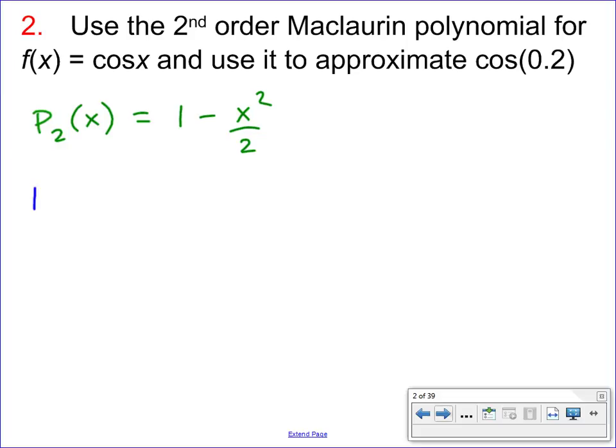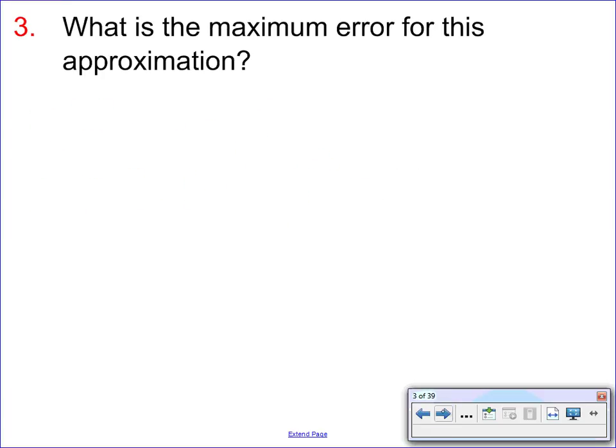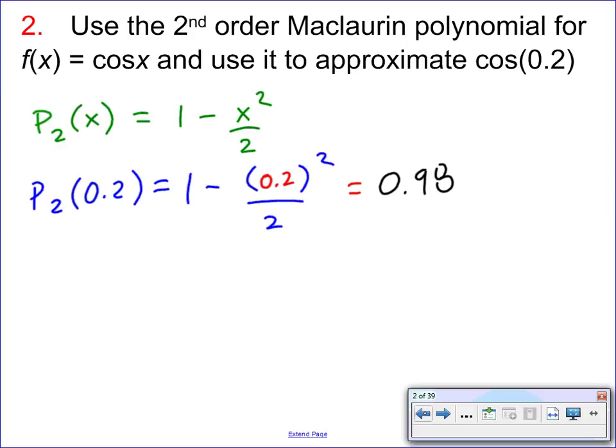Well, that's as easy as plugging in 0.2 to my Taylor polynomial. And it looks like if we do that, we get 1 minus 0.02, which is 0.98. So raise your hand if you generated 0.98 for your approximation. Yes? Cool. All right, so the question is, what's the maximum error for that approximation? We can do this a couple different ways. We saw from last class discussion with our error bound.